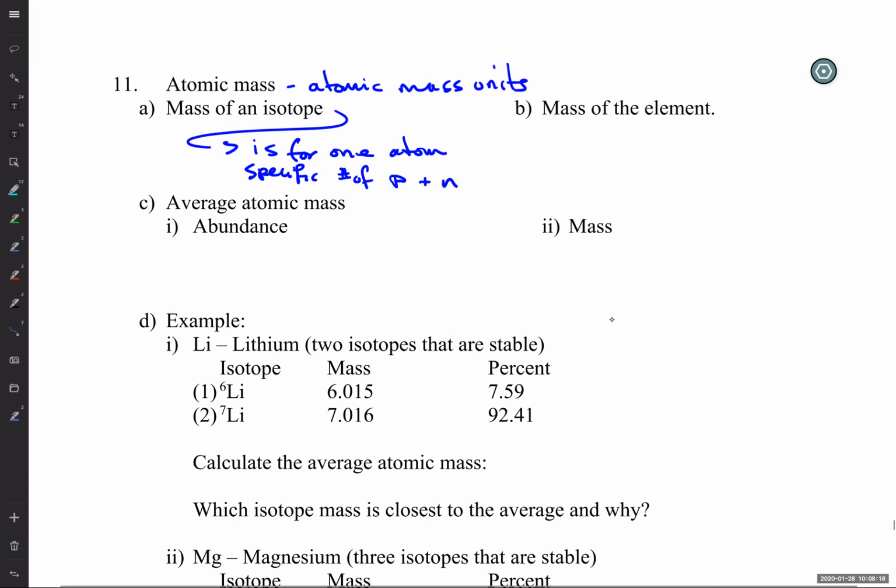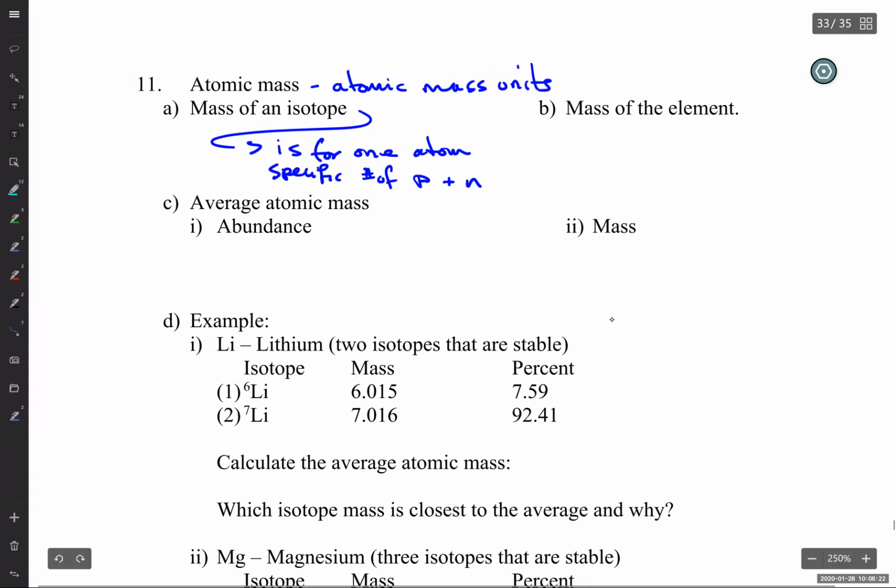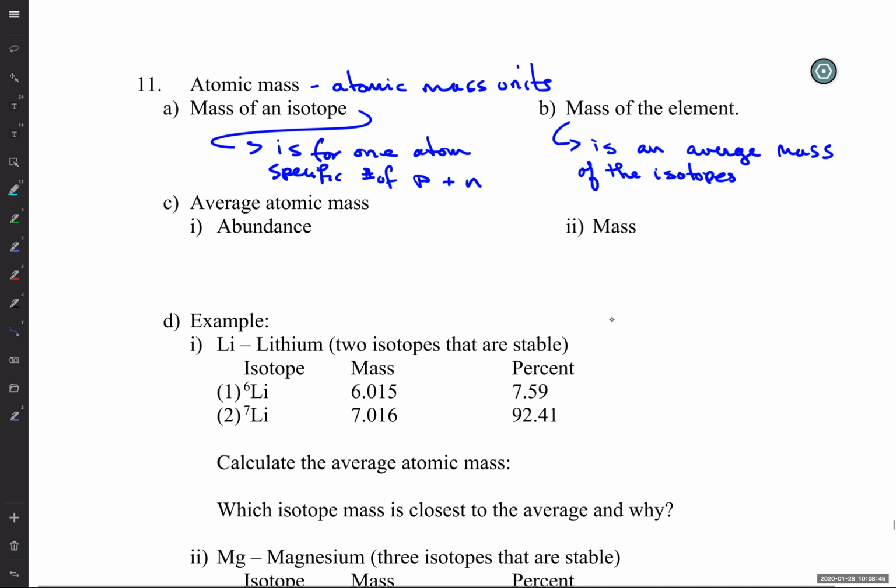And then there's the mass of the element, right? And the mass of the element is an average. So it's an average mass of the isotopes, depending on their abundance.